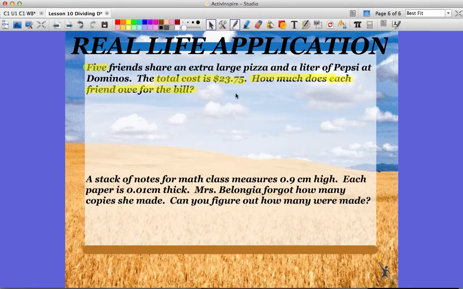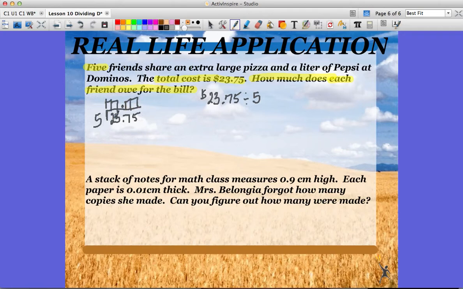So then now I will work on this again with you. So the problem becomes $23.75, and we're dividing it out by 5 people. So we set up our long division. $23.75 divided by 5. Put up our chairs. And I'm going to bring my decimal straight up.